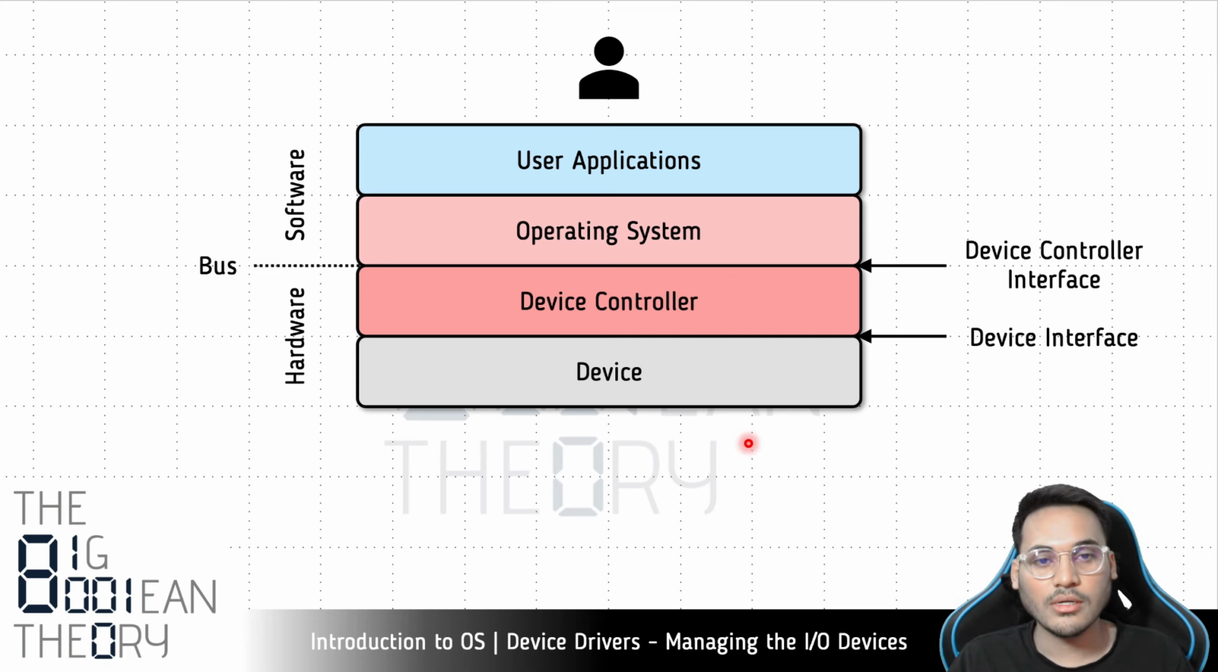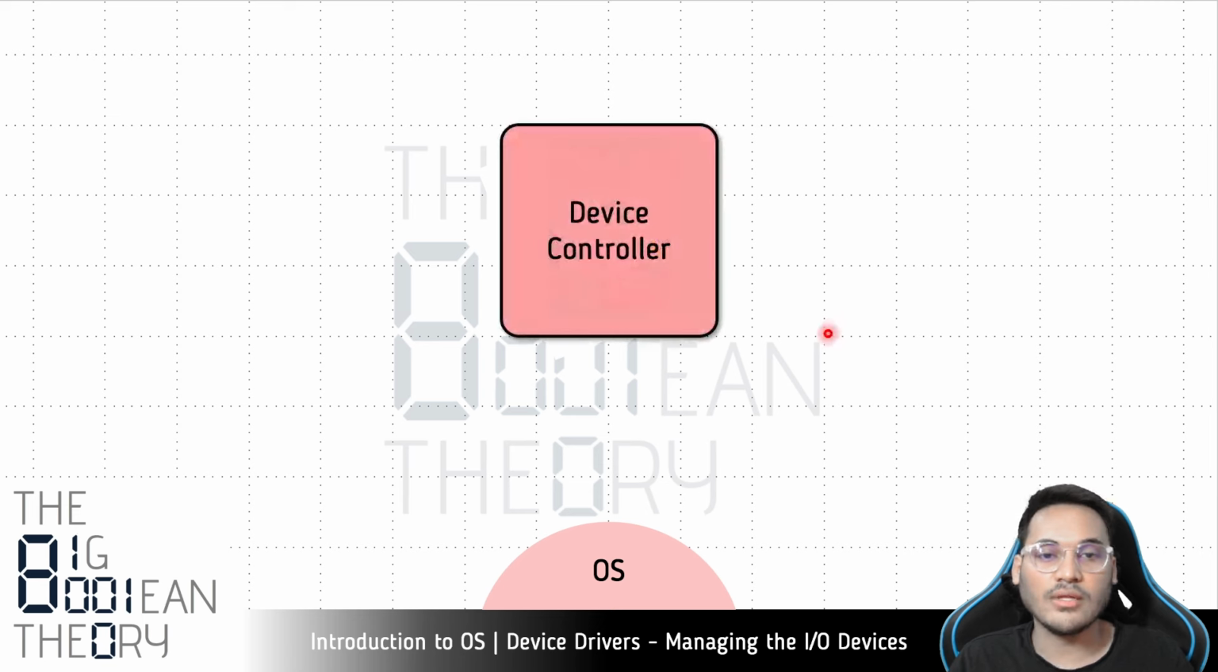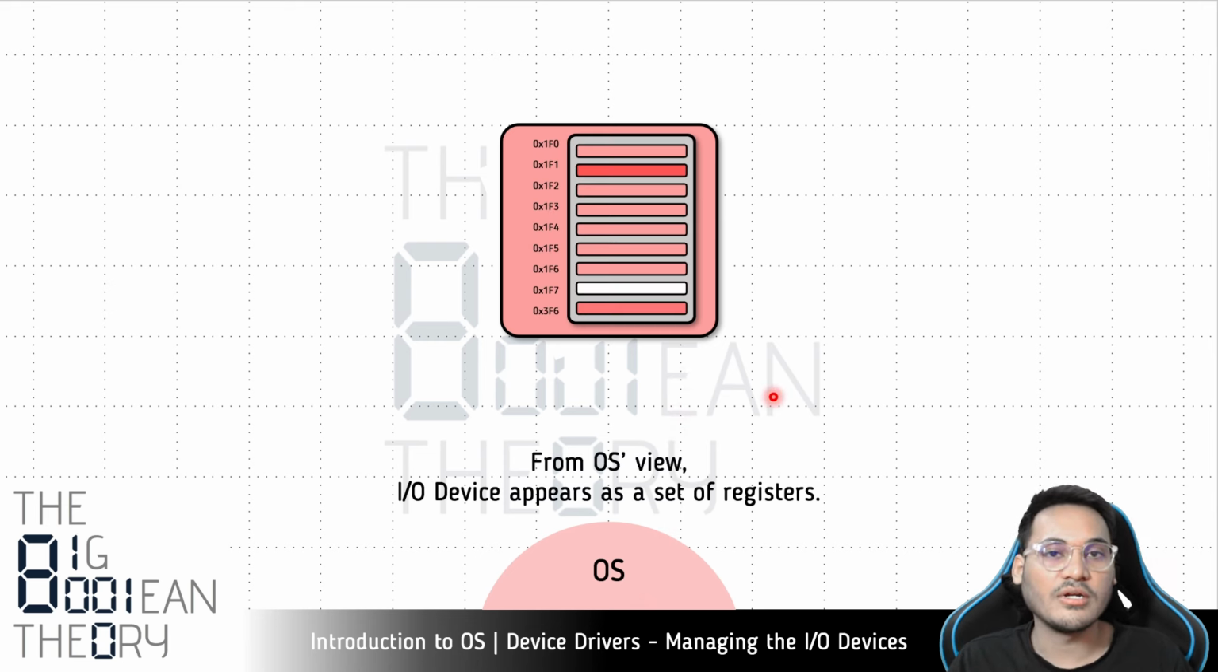So now let's see how the operating system perceives these IO devices. So this is the device, and here we have the operating system. And as we know, the operating system will not communicate with the device directly. There will be the device controller that will be sitting between the device and the operating system. Also, within the device controller, there is the interface, that is the device controller interface, which consists of a set of registers with which the operating system communicates.